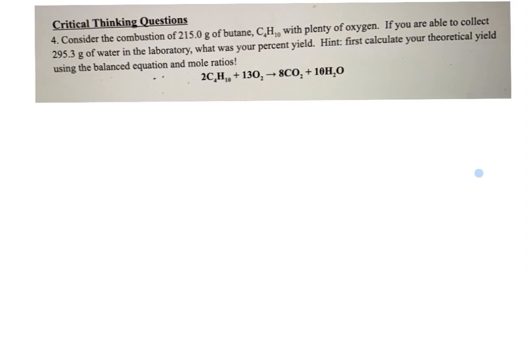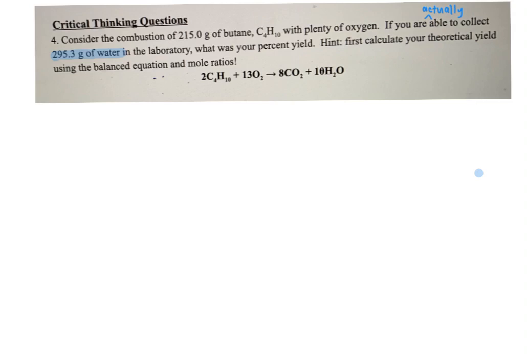If you are able to collect, so to me that means if I'm actually able to collect 295 grams of water, what is the percent yield? So what I just highlighted in blue is my actual yield, right? Actually able to collect 295.3 grams of water. So I'm actually going to save that blue highlighted number for the very end.